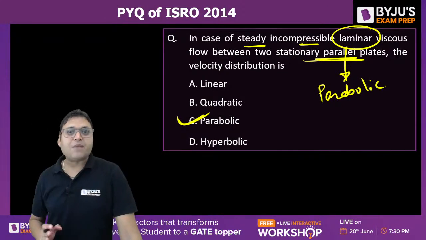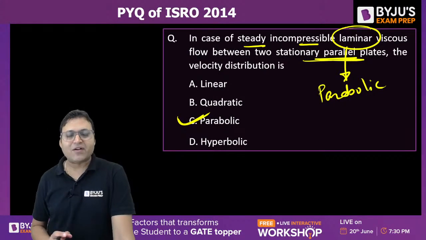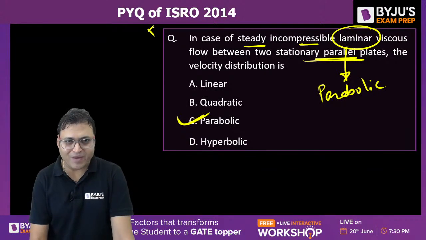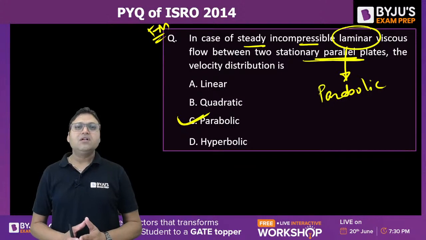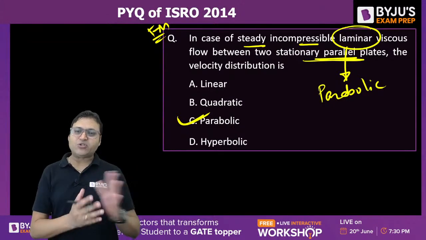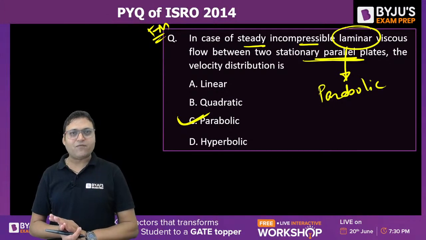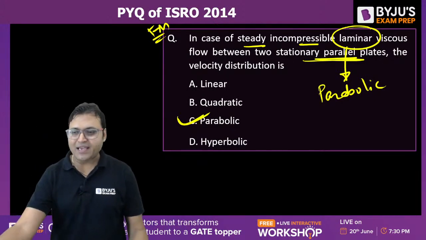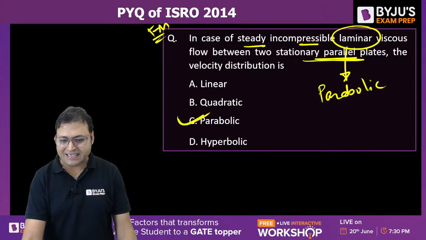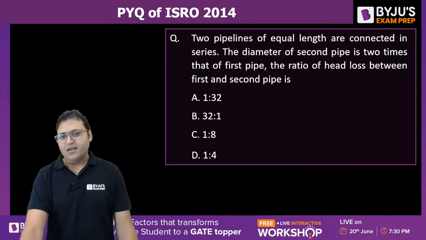There are two types of internal flow we discussed in our fluid mechanics. The question is from fluid mechanics, and the section is internal flow. The laminar flow in a pipe has a parabolic velocity profile. For laminar flow between large parallel plates, also the profile is parabolic, right? C is the correct answer. Let us move to the next question.